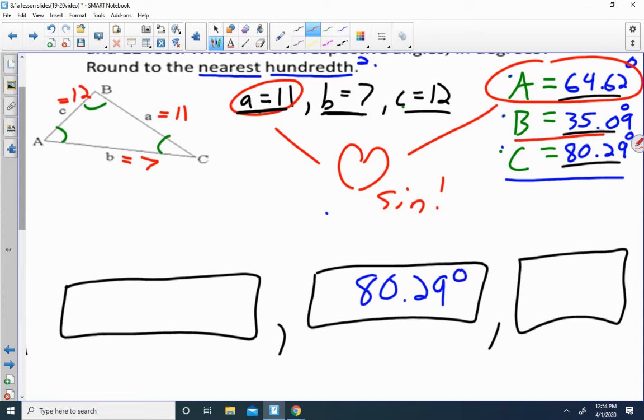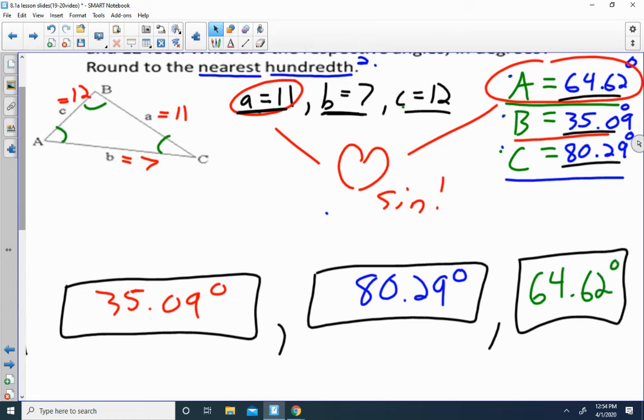I can put angle B in the first box. So 35.09. And then I can put angle A in the third box. Again, doesn't matter the order as long as you have those 3 angles. Just going to give you a heads up on that. Doesn't matter which one's A, B, and C. As long as you have all 3 angles, you're good. Cool. All right, so that takes care of that example.